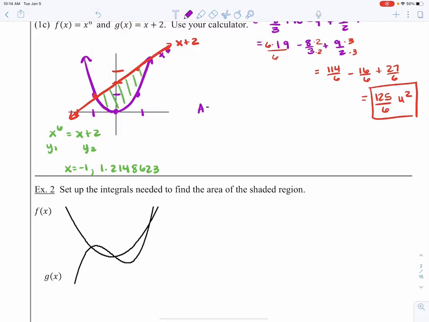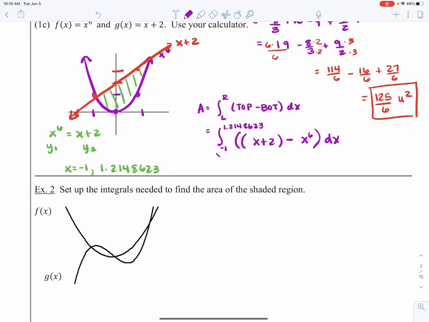So we're going to use the formula because I have a top and bottom area from left to right, top minus bottom dx. So we're going to go from negative 1 to 1.2148623. Why does it matter? It matters. Our topmost function is x plus 2. Our bottom function is x to the 6th dx. Now you're going to use your calculator for this, so I'd like for you to press pause again, go in your calculator, and tell me what you get.